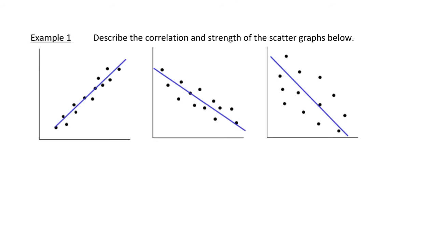So example, describe the correlation and strength of the correlation of the scatter diagrams below. So this first one, the line is sloping up, so that means it's positive correlation. And then we can also have the strength of the correlation. Now all the points are pretty close to the line of best fit. So that means that it's strong correlation.